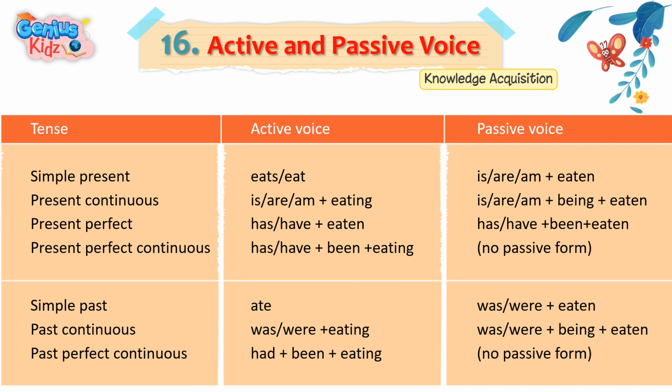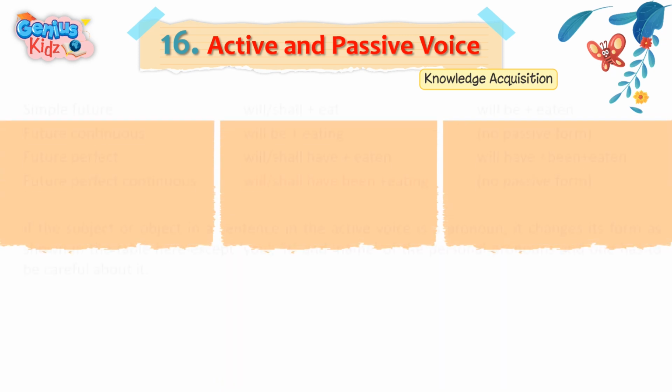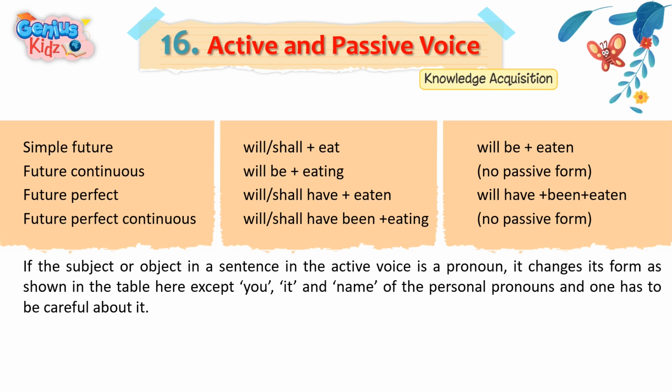Simple past, past continuous, past perfect continuous: was, were plus eating; had plus been plus eating. Passive: was, were plus eaten; was, were plus being plus eaten; no passive form. Simple future, future continuous, future perfect continuous: will, shall plus eat; will be plus eating; will, shall have plus eaten; will, shall have been plus eating. Passive: will be plus eaten; no passive form; will have plus been plus eaten; no passive form.